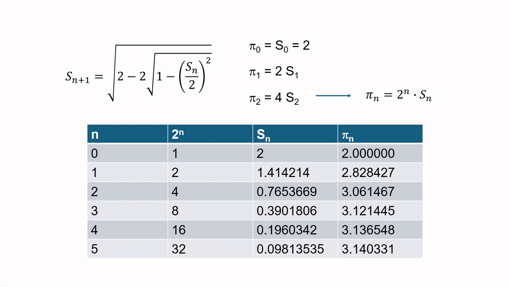So now we can just keep calculating subsequent iterations, subsequent estimations of pi, and the result is shown here for the first 5 iterations. And we see after 5 iterations 2 to the power of n is 32. Sn is a little under 0.1, and when we multiply them we get 3.14. So we get 2 significant digits after the decimal point that are correct.